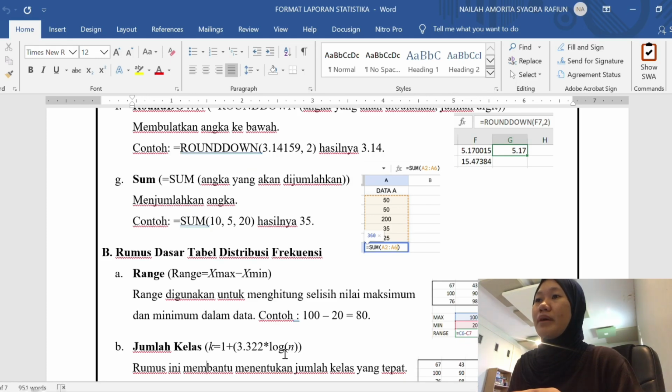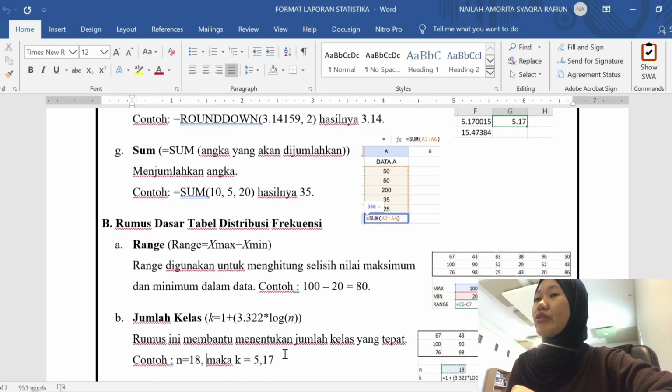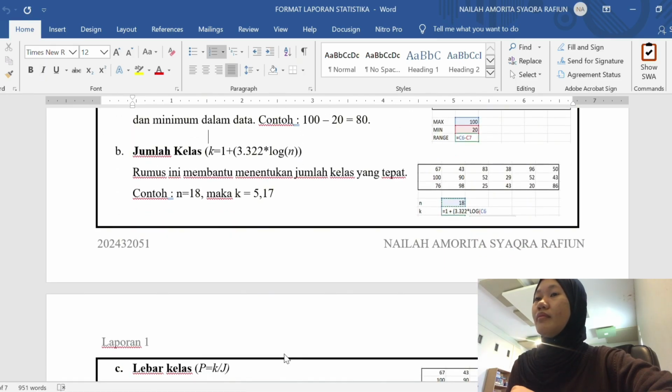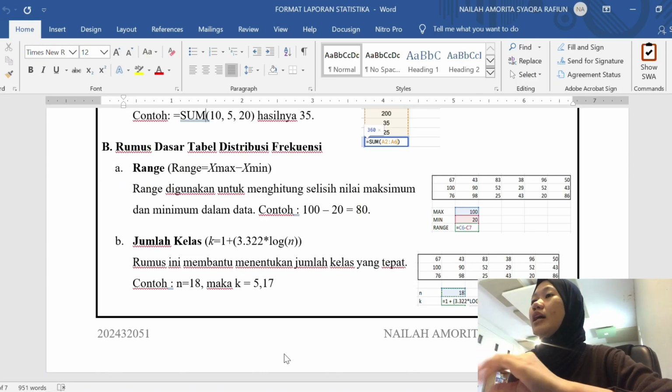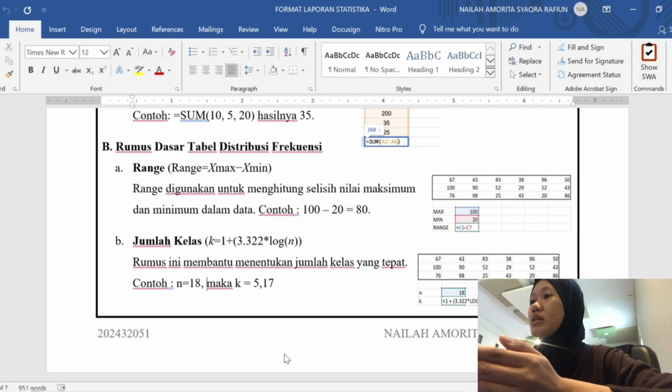Well, these are the basic Excel formulas in the theory report. As you can see in the theory report, the next material is frequency distribution table. Okay, the first formula in the frequency distribution table material is range. Range is used to calculate the difference between the maximum and minimum values in the data.